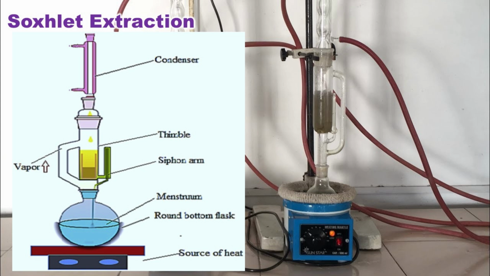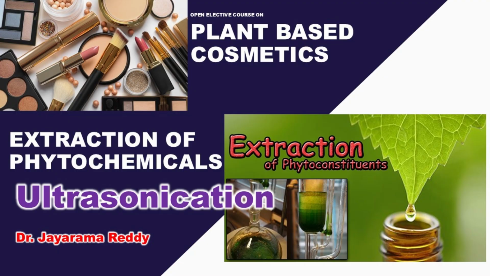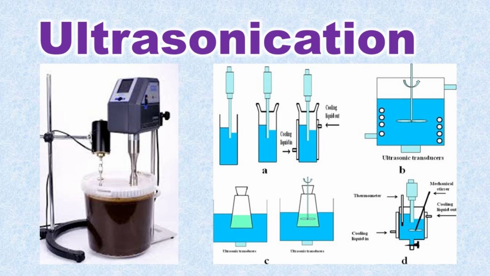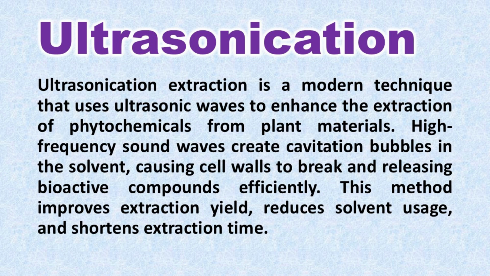The fourth method is called ultrasonification method, where we are using high frequency waves, and these high frequency waves will break down the cell wall, break down the cells of the plant material, and allow the phytochemicals to be released into the solvent. So this is the most advanced and the most efficient way of extracting the phytochemicals from the plant material. I hope you have understood the different techniques of extracting the phytochemicals from the plant material.